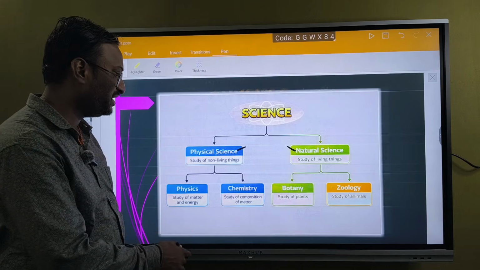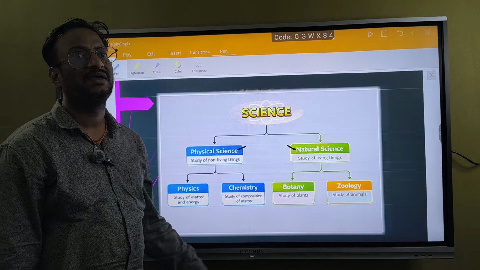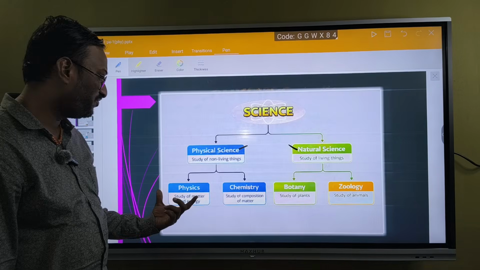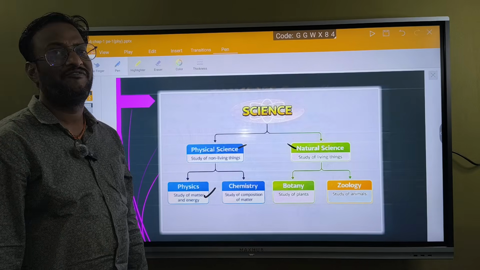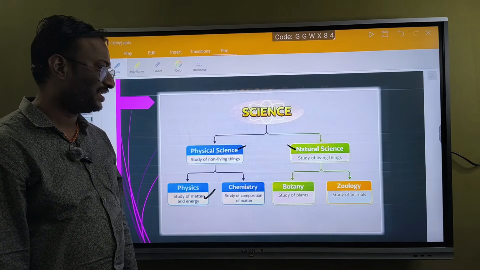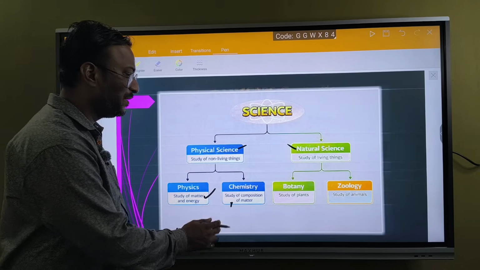Again, physical science has been divided into two streams: one is physics and one more is chemistry. So, what is physics? The study of matter and energy is called physics in general, and chemistry is the study of composition of matter.